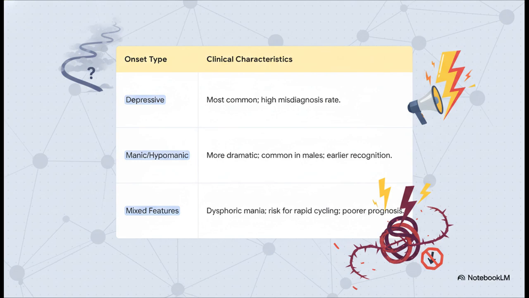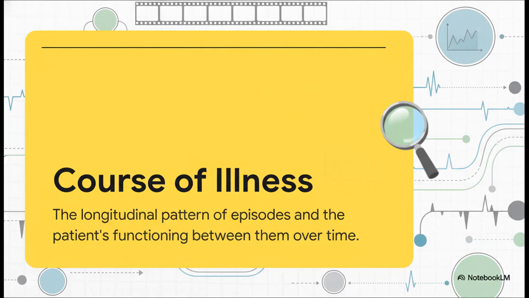A depressive onset, that's the most common path, but it's the one that can lead us astray for so long. A manic onset is loud and clear. It's pretty hard to miss, and it usually gets a diagnosis much faster. But what I really want you to pay attention to is that mixed features onset. That dysphoric, agitated kind of mania, that is a major red flag for a more difficult course ahead. Dimension 4 takes us from that first episode to the big picture, the course of illness.